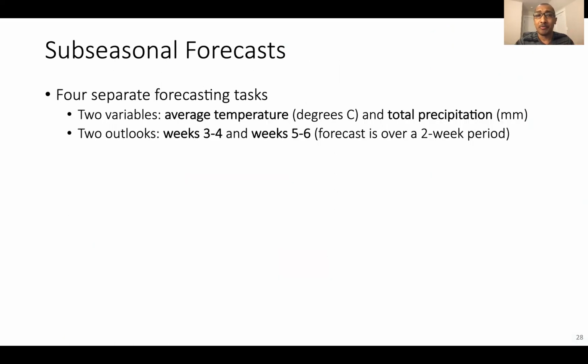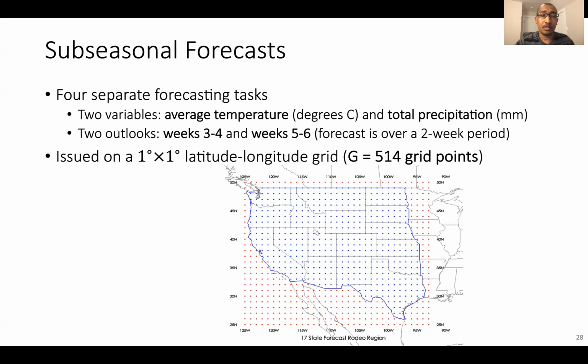So they're interested in 4 forecasting tasks in particular: predicting average temperature and total precipitation over 2-week intervals, and at 2 different outlooks: weeks 3 and 4, and weeks 5 and 6. These forecasts are issued on a 1 by 1 degree latitude longitude grid across the Western US. So that corresponds to these 514 blue grid points in this display. And forecasts are issued every 2 weeks. And we're particularly interested in how well one does over the course of a year. So that corresponds to T equals 26 forecasts in our regret period.